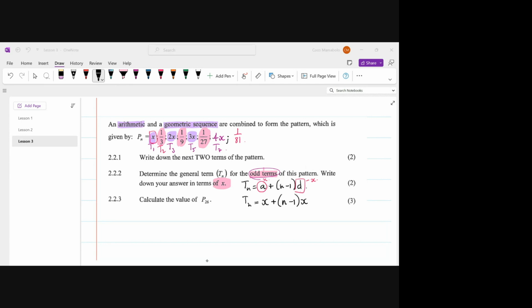Okay, let's distribute out. If we distribute, we're going to end up with Tn is equal to x plus n times x will give me nx, -1 times x is -x. So these two will cancel each other out. x minus x is nothing. And then we'll have Tn is equal to nx.